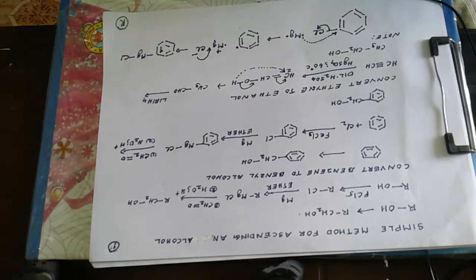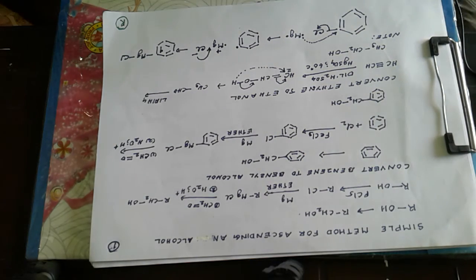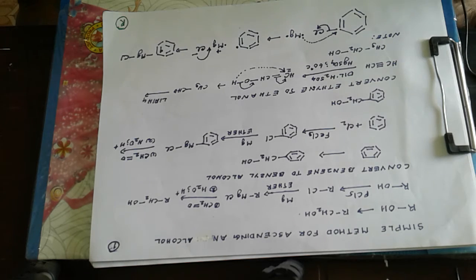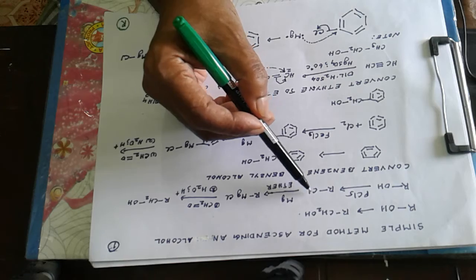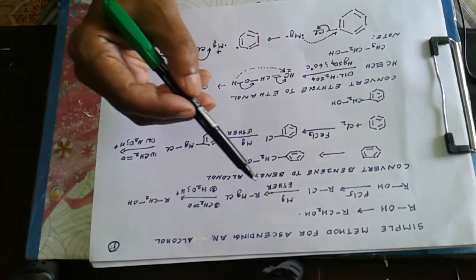Now, another simple method for ascending an alcohol, meaning increasing the carbon number by 1, is the introduction of a CH2 group. For that, the alcohol is first converted to the alkyl halide by reaction with PCl5.